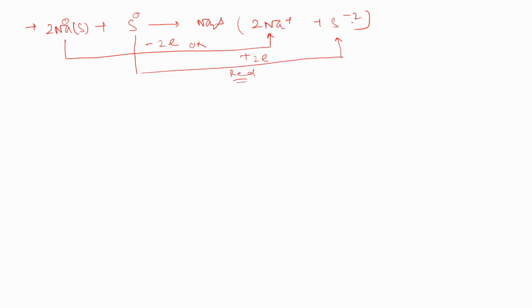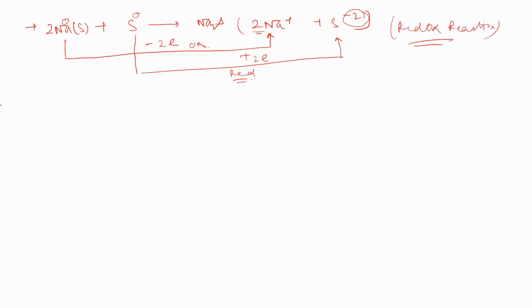I have already told you that when the oxidation state goes negative, that means gaining. So minus 2 means 2 electrons gained. Here, plus 1 means losing, but since it is 2 sodium, 2 electrons are lost. So it is an oxidation reaction and a redox reaction. Both reactions happen simultaneously. This is another example of a redox reaction.